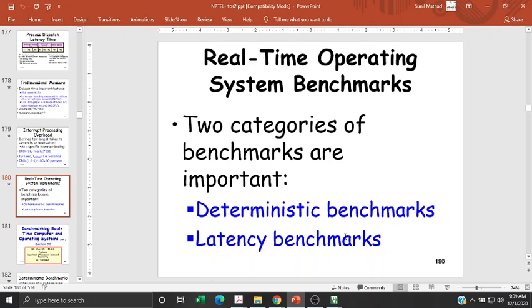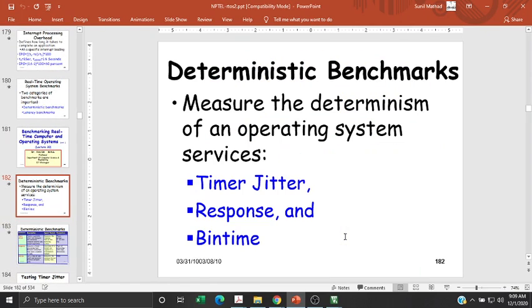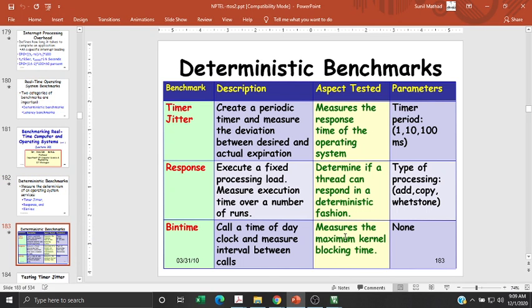Two categories of benchmarks are important: deterministic benchmark and latency benchmark. Deterministic means you can quantify something with respect to that. It is a measure of the determinism of operating system services. So how much deviation can be sustained? There will be deviations, and the deviations are named, say, first one is time jitter, response, and bin time. We'll look into the definition and description of these parameters.